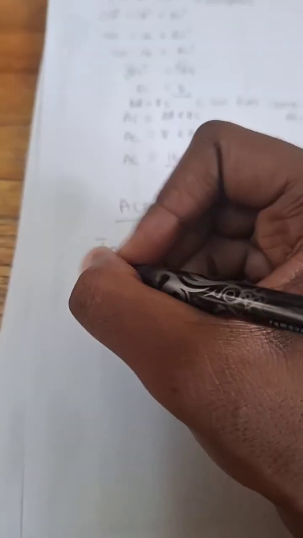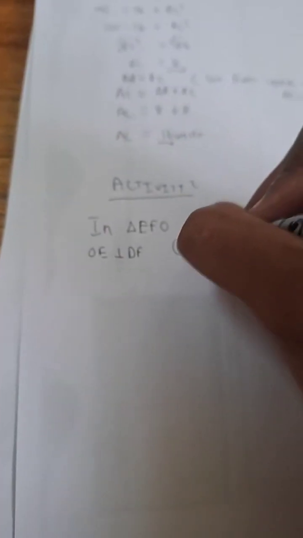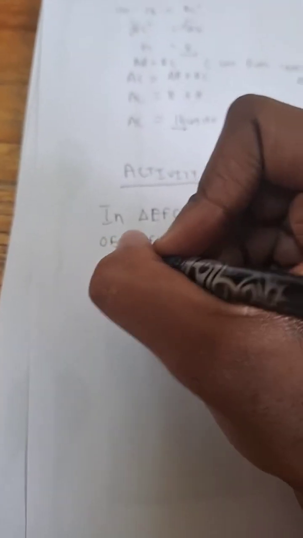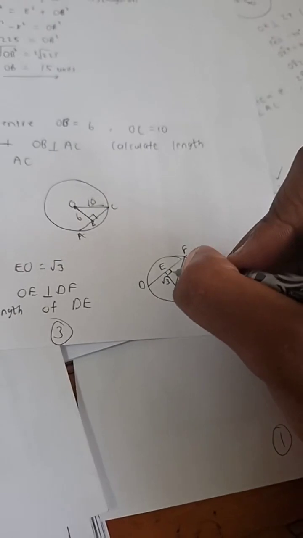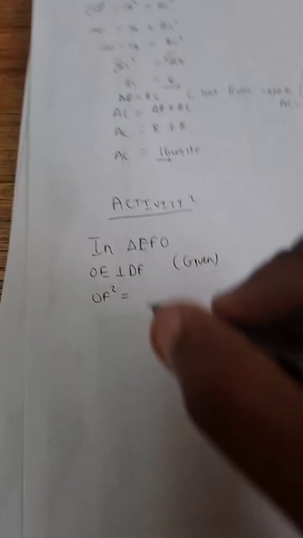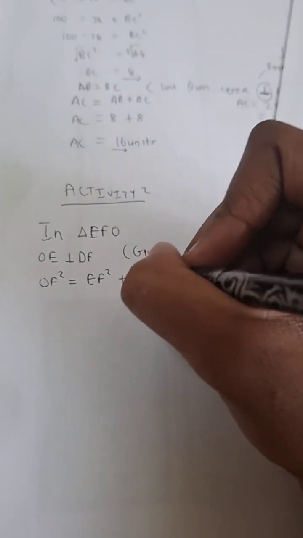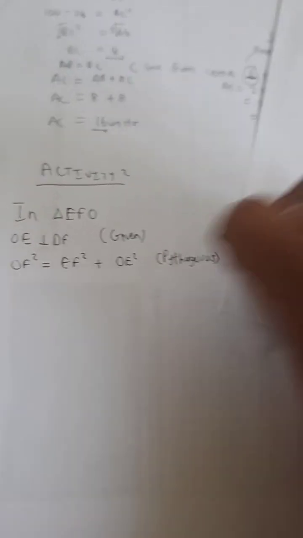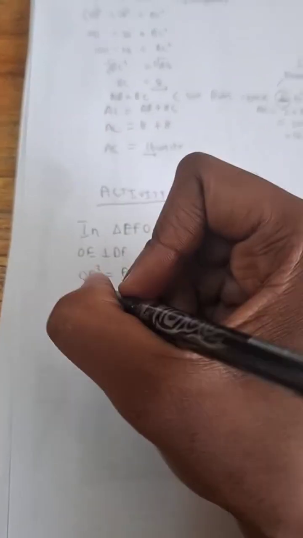In triangle EFO, it is already given to me that OE is perpendicular to DF. This gives me grounds to use Pythagoras. So I'm going to say OF squared, remember, hypotenuse squared. Hypotenuse is always opposite the 90-degree angle, so OF squared is equal to what? EF squared plus OE squared. Reason: Pythagoras.